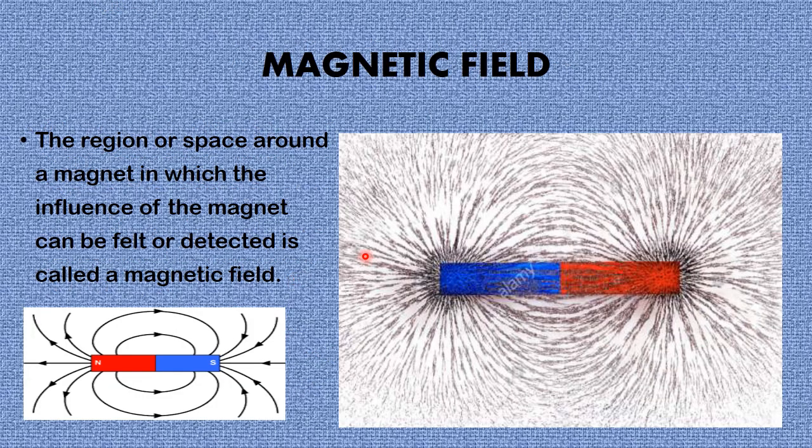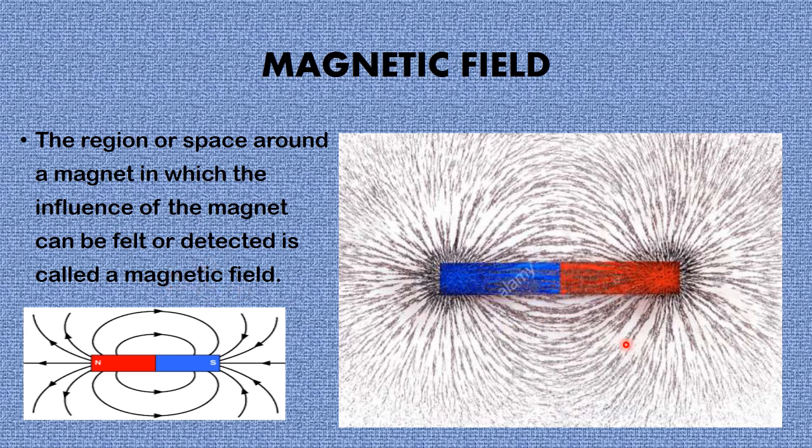Moving along, we'll be explaining the concept of magnetic field. What is a magnetic field? A magnetic field is the region of space around a magnet in which the influence of the magnet can be felt or detected, and that is what we call the magnetic field.